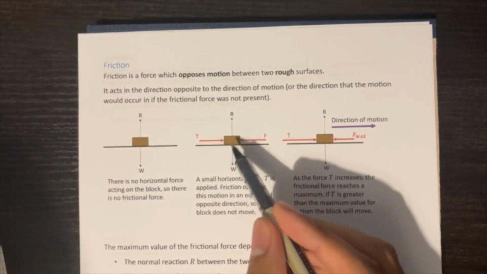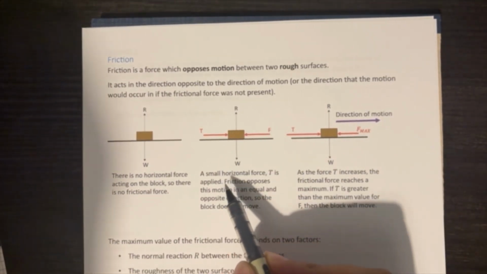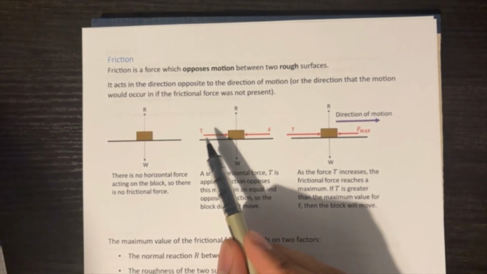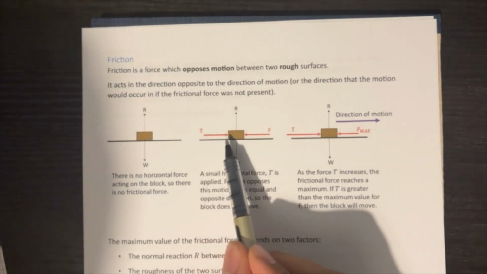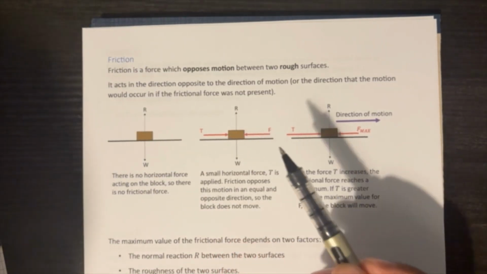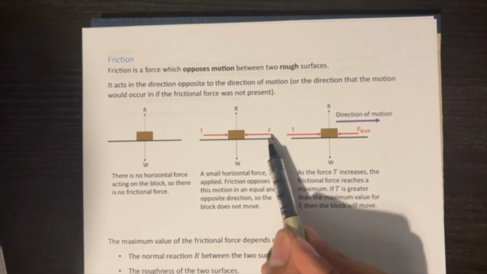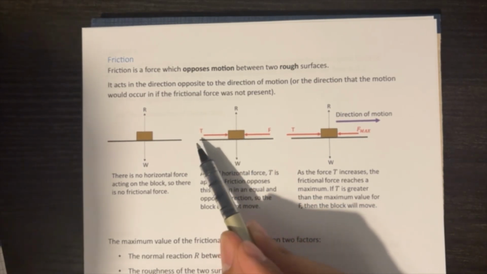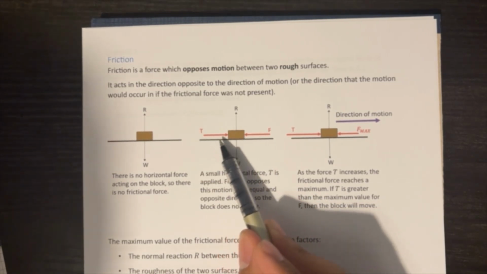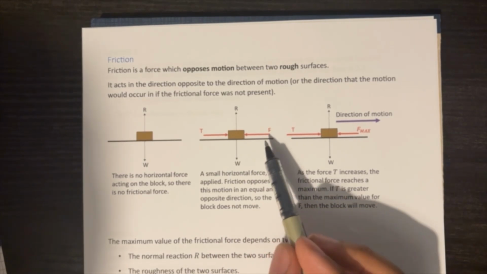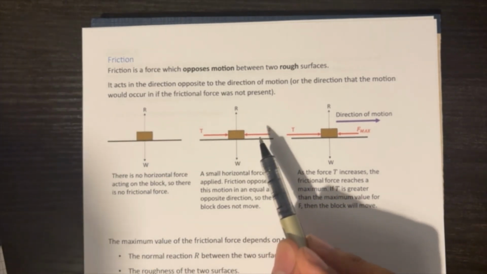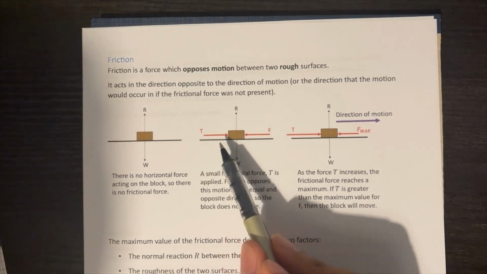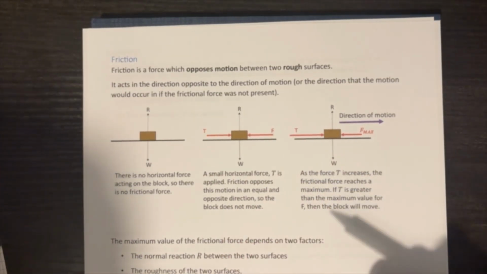In this second scenario, we've got a small horizontal force. This force, which I'm going to call T, is pushing on our block, and the frictional force is going to act in the direction opposite to the direction that the force would have moved the block otherwise. Friction is opposing the motion in an equal and opposite direction, so as a result the block is not going to move. With that just being a small force, it is not going to move.